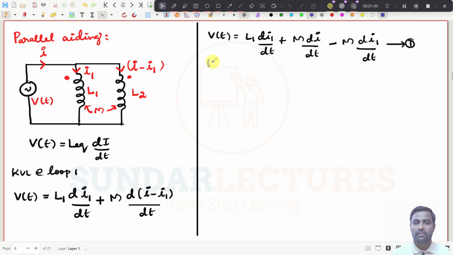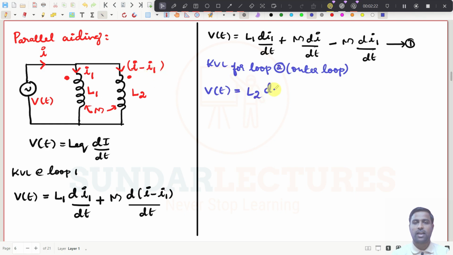Now I am going to write the KVL for loop 2. Loop 2 in the sense that I will write KVL for this whole outer loop. So for the outer loop, V of t equals the self-induced and mutually induced EMF. The self-induced EMF is L2 into the current flowing through this coil, d of I minus I1 by dt.